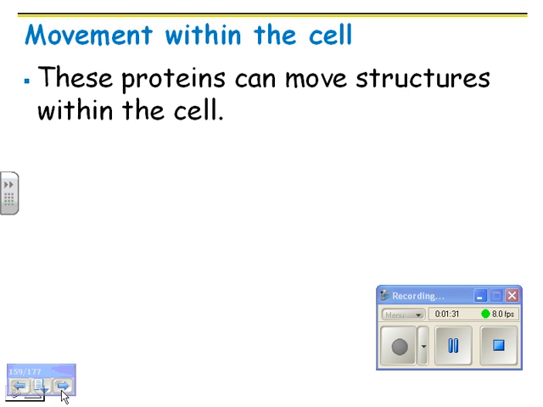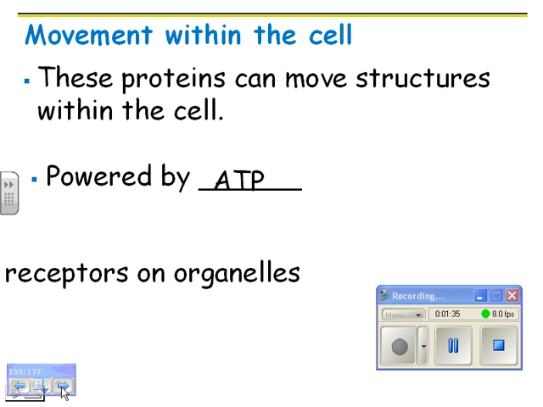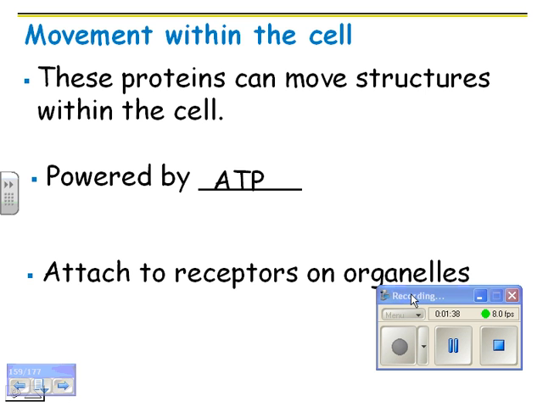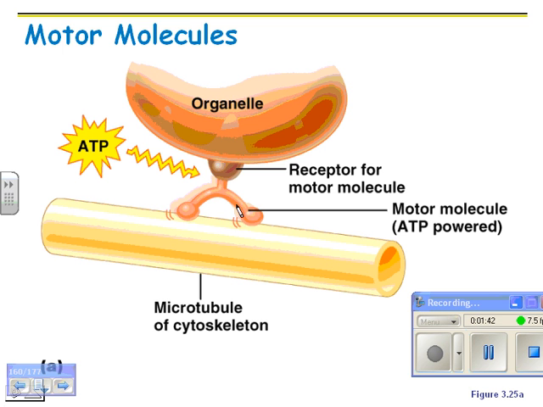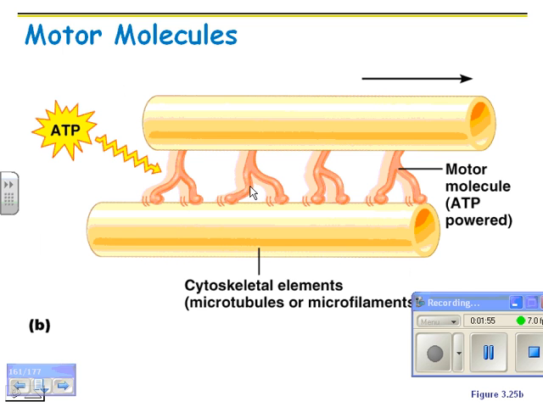So these proteins can move structures within the cell, and it's powered by ATP. And they attach to receptors on organelles. So you saw that in a video that I think I showed you already in class, where you have the organelle, here's the microtubule, and then here's this little motor molecule, and if ATP attaches to it, it can kind of wind and walk back and forth. And here's a whole bunch of them that are working together. And you saw this in the video that I showed you when we started the cell structure unit.